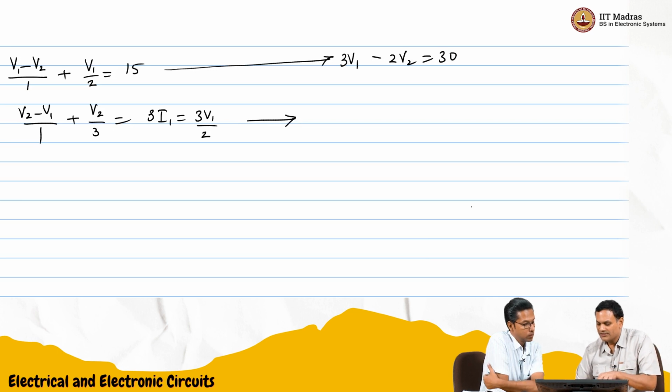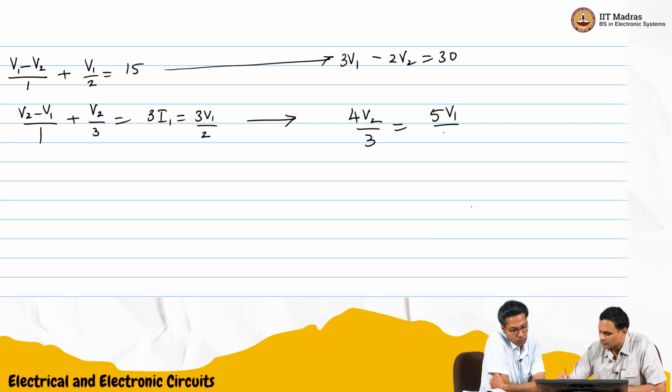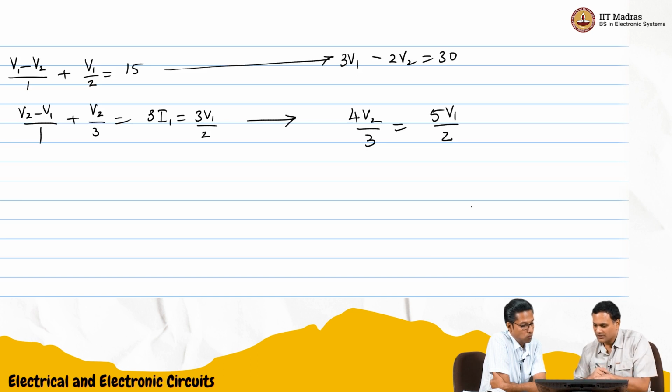Because I1 is V1 by 2. So, V2 plus V2 by 3 is 4 V2 by 3, will be 3 V1 by 2 plus V1, which is 5 V1 by 2. Is this correct? I am taking minus V1 to this side, it will become plus V1. So, 3 by 2 V1 plus V1, so 5 by 2 V1. This is V2 plus V2 by 3, which is 4 V2 by 3.